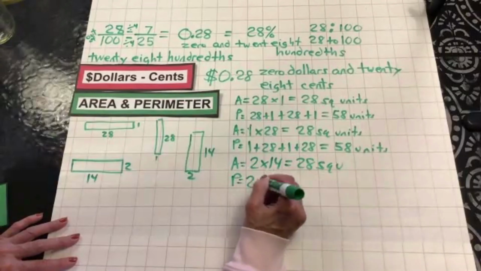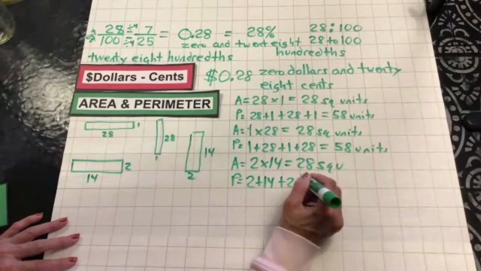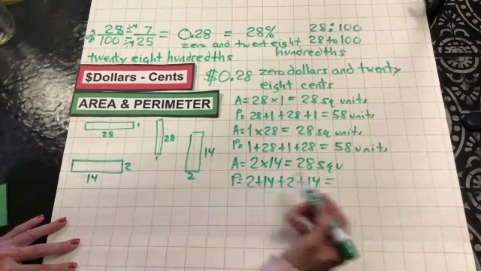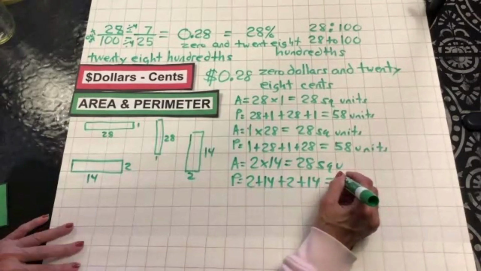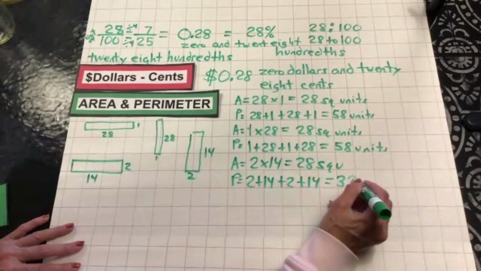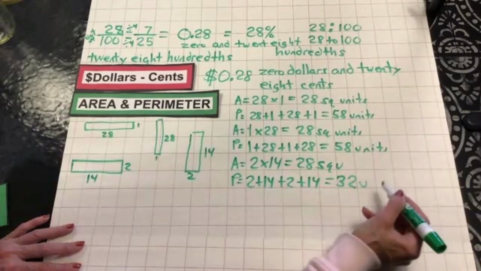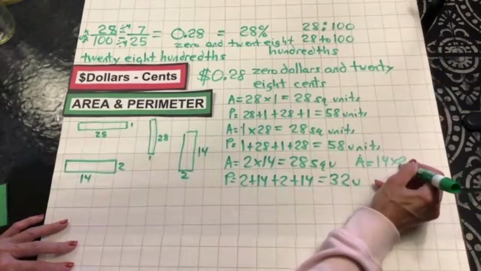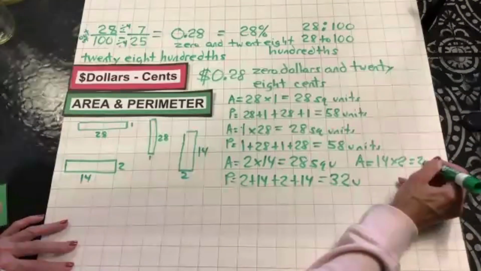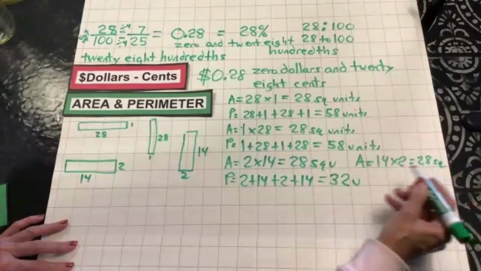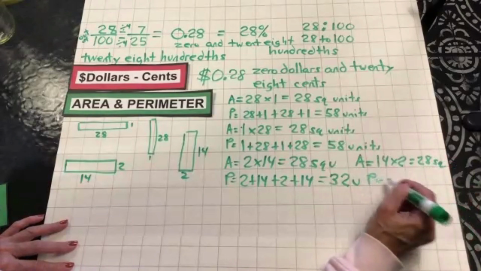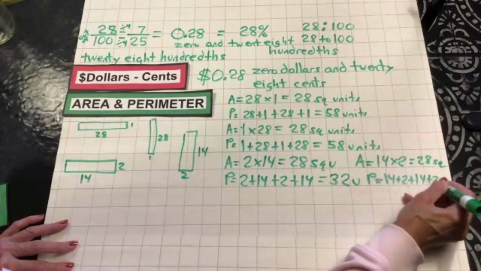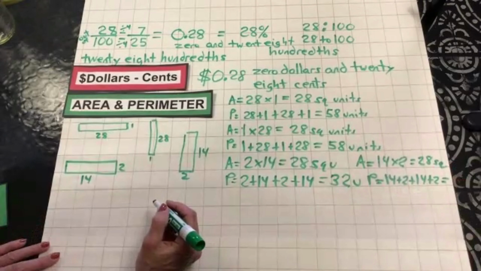Or the perimeter would be 2 plus 14 plus 2 plus 14, which equals, well, these two together is 16, and 16 plus 16 is 32 units. And then right next to this, I'm going to write down 14 times 2 equals 28 square units. And the perimeter would be the same. It would be 14 plus 2 plus 14 plus 2 equals 32 units.